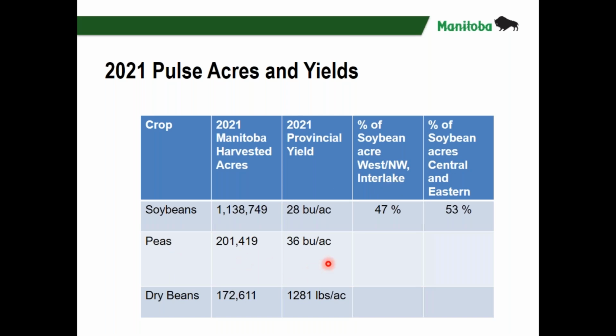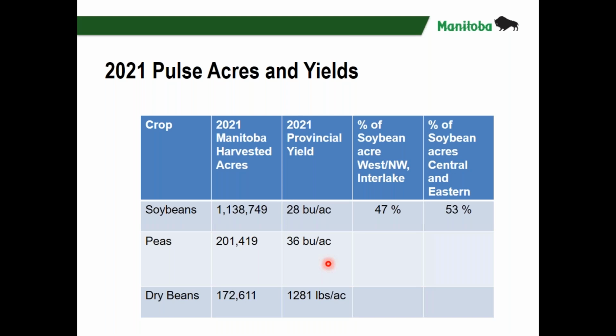Field pea acres and yields were also down this year as well. Provincial average was 36 bushels per acre. All these numbers are according to the harvest production report that Crop Insurance puts out. You can find that information in Yield Manitoba. We had about 201,000 acres harvested, about 210,000 acres planted.